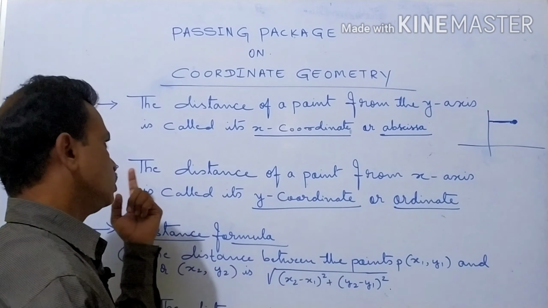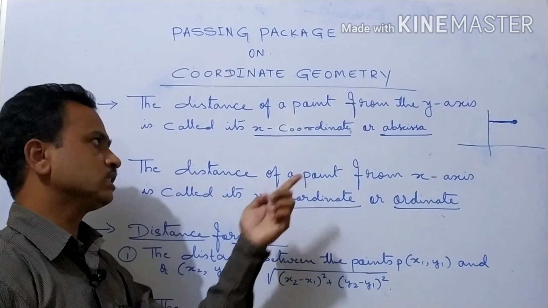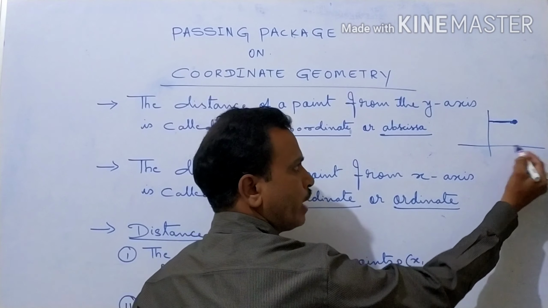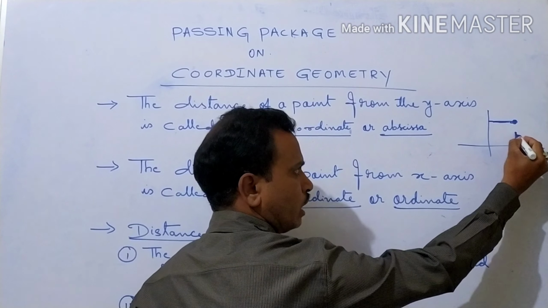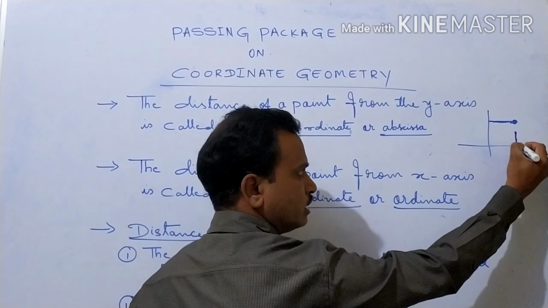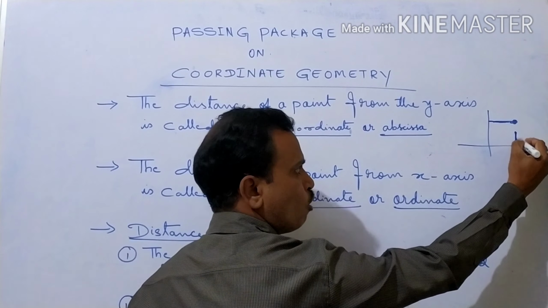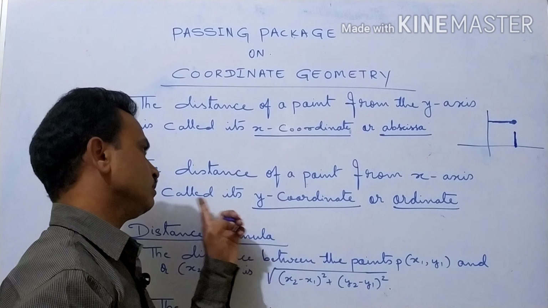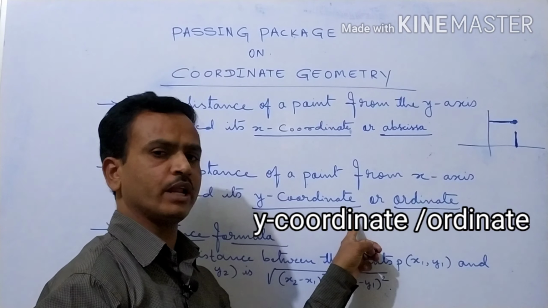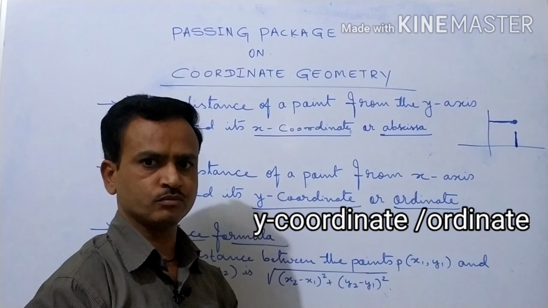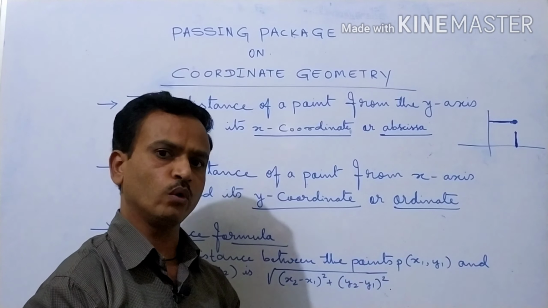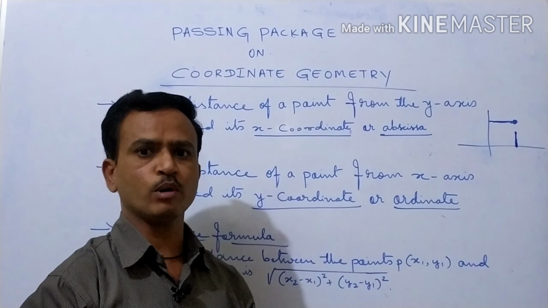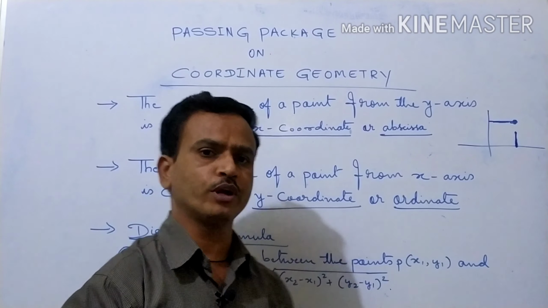Next point, the distance of a point from the x-axis. Here is one point, and the distance of a point from the x-axis is said to be the y coordinate or ordinate. Sometimes they may ask this in fill in the blanks, so you should remember all these points, they are very important.